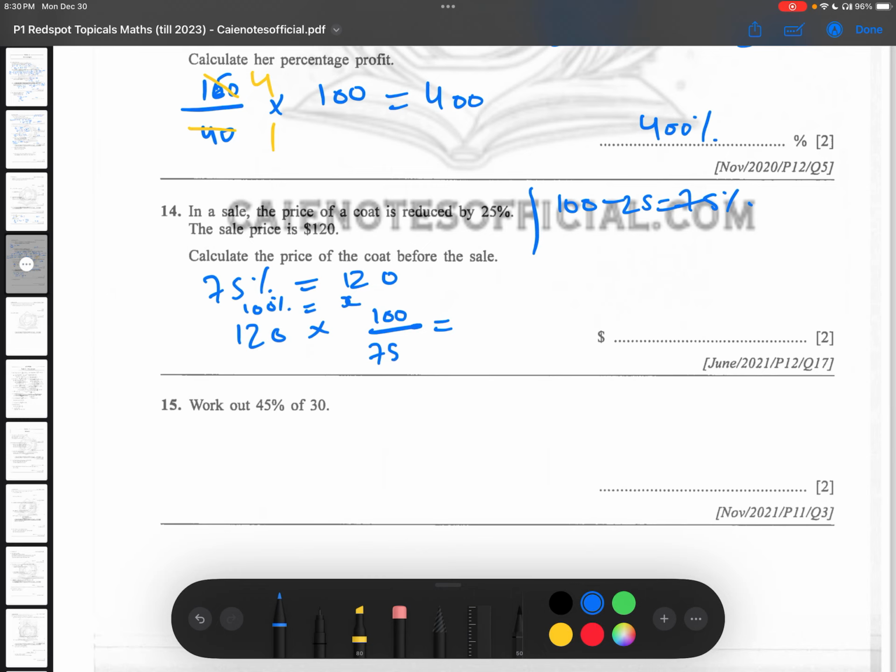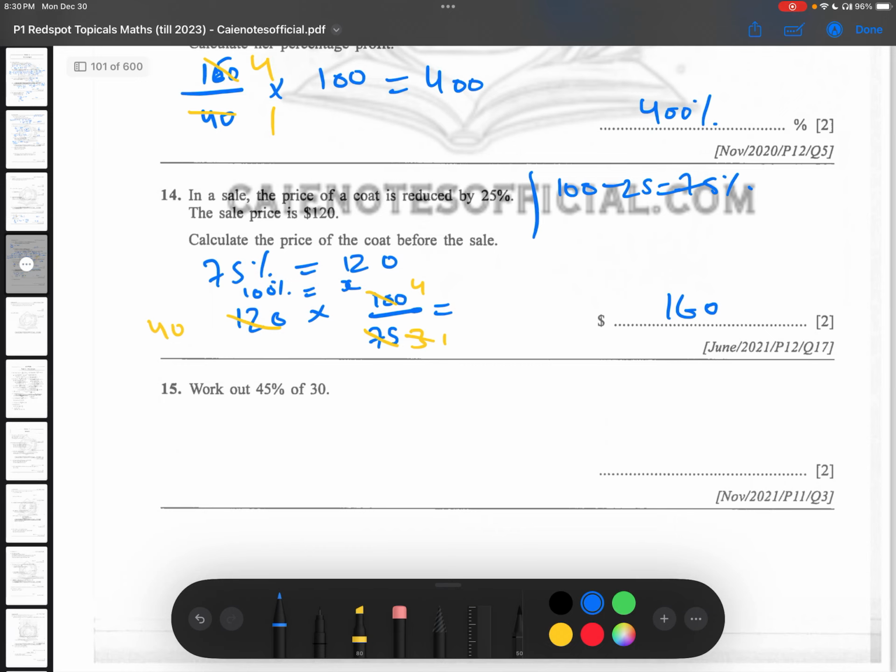So we can cancel this 75 and 100 with the table of 25. 75 becomes 3, 100 becomes 4. Now I can cancel 120 with 3. 3 becomes 1, 120 becomes 40. 40 into 4 is $160. So this was the original price before the sale.